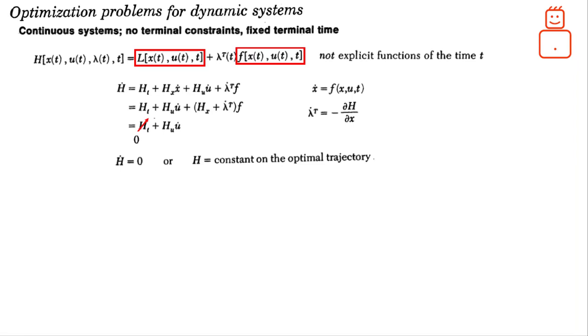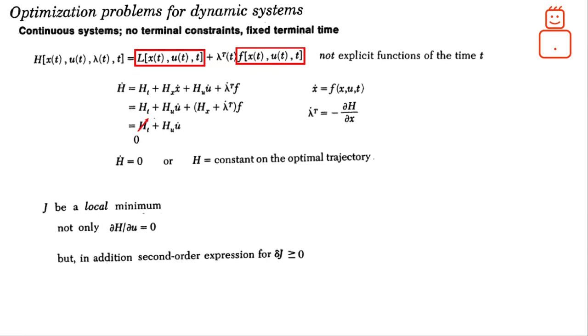One last point that needs to be stated here is that for the J function to have a minimum, it requires not only setting the partial derivative of H function with respect to the function u to 0, but also we need to check the second derivative of the function J, which has to be a non-negative definite matrix.